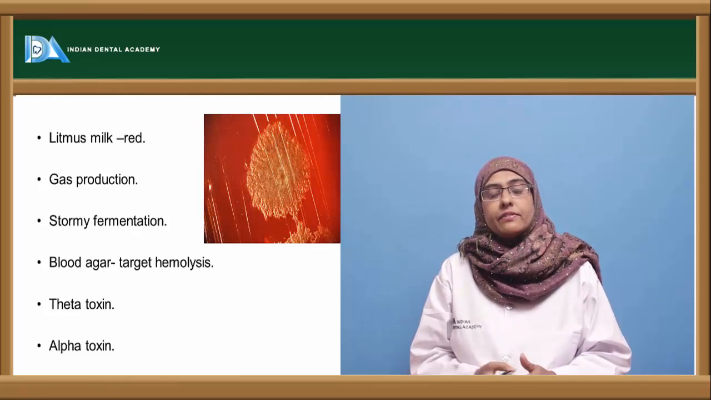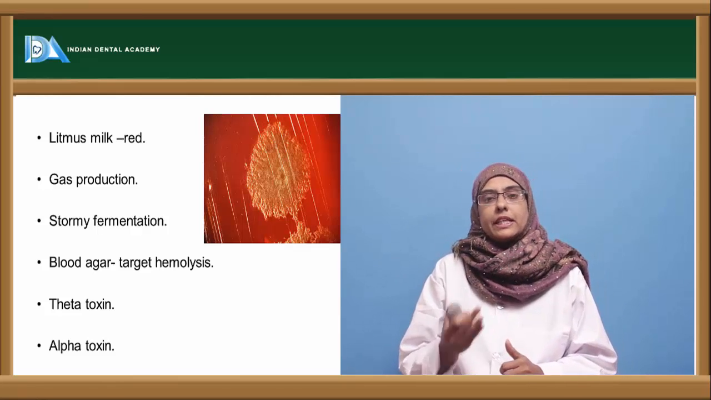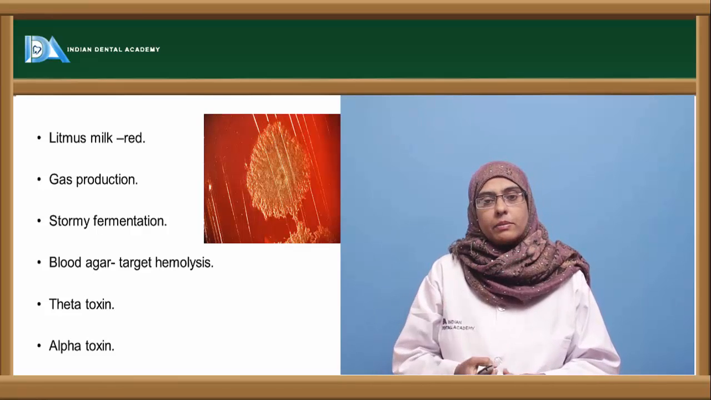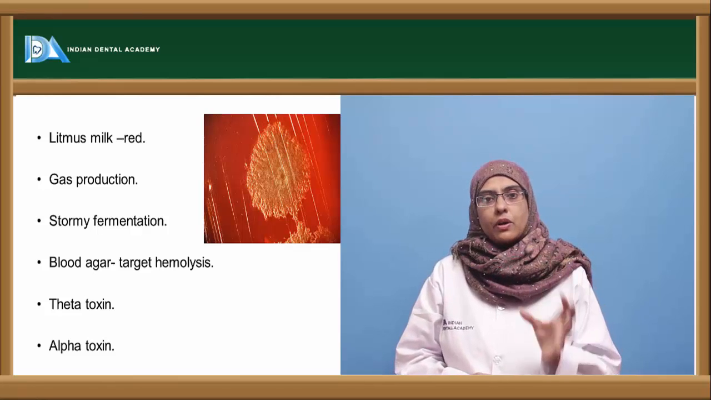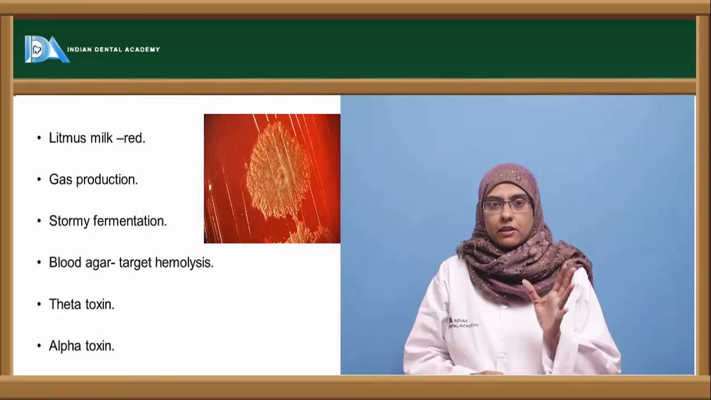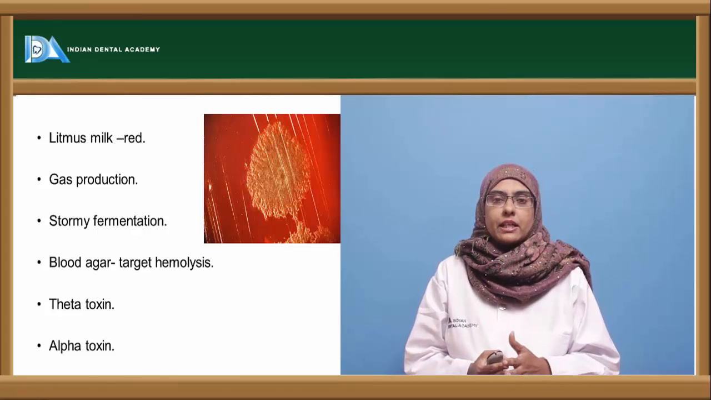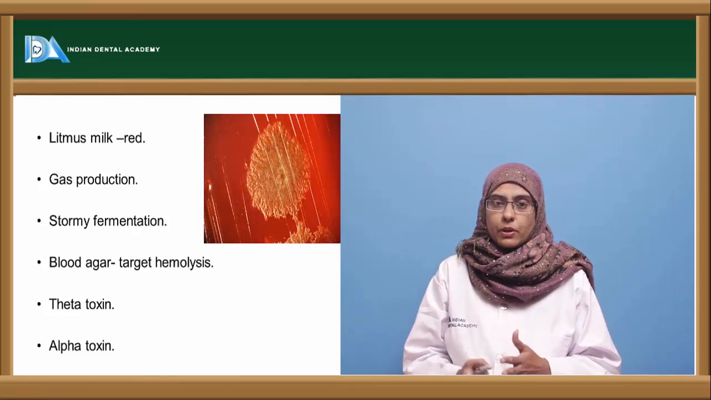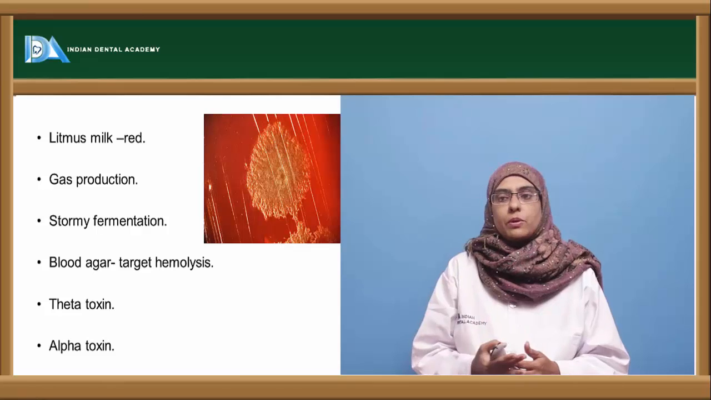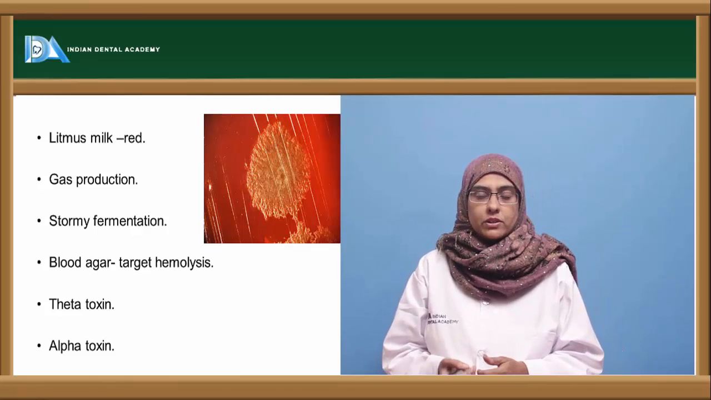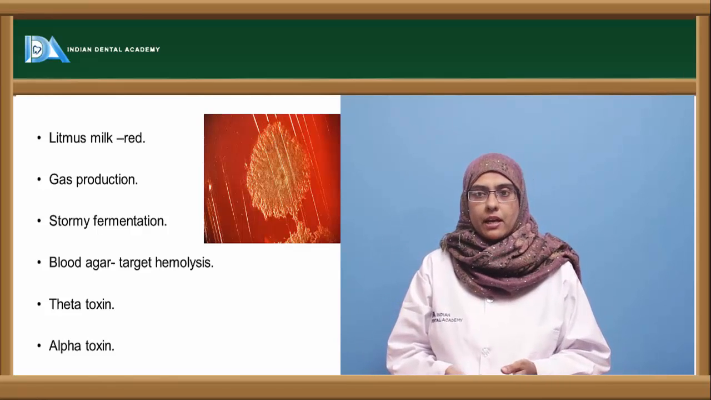Hence, in liquid litmus milk, the presence of stormy fermentation indicates the presence of Clostridium perfringens. Now, coming to the growth of this organism, it has to be subcultured on blood agar for identification in pure culture form. On blood agar, they usually show target hemolysis, where initially you can see a narrow zone of complete hemolysis due to the production of theta toxin, followed by a wider zone of incomplete hemolysis, which is due to the production of another toxin, the alpha toxin. So target hemolysis helps to identify Clostridium perfringens on blood agar medium.